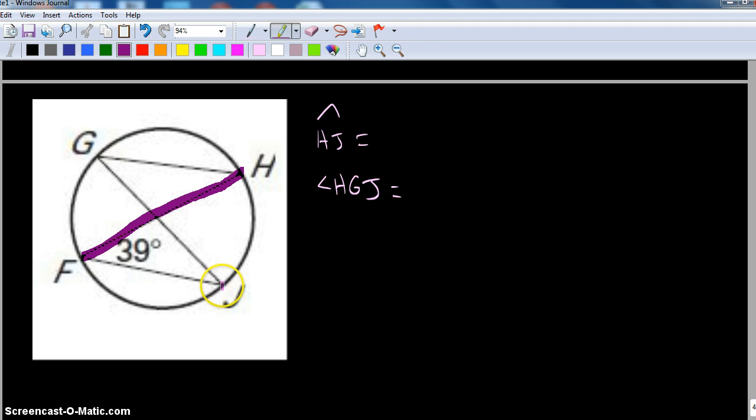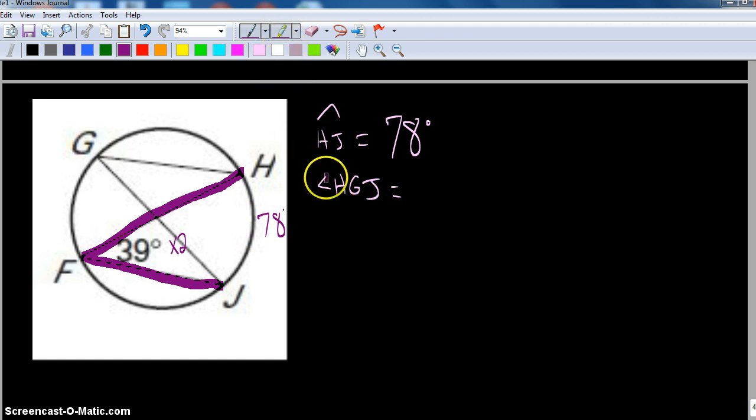Here's my J. Let me follow it in. There you go. The 39 belongs to this arc, even though there's something in the way, it doesn't matter. This 39 belongs to this HJ. We are on the inside. How do you go out? Times 2. So times 2 gets me outside over here. 39 times 2 gives you 78 degrees. So from H to J, that's 78.